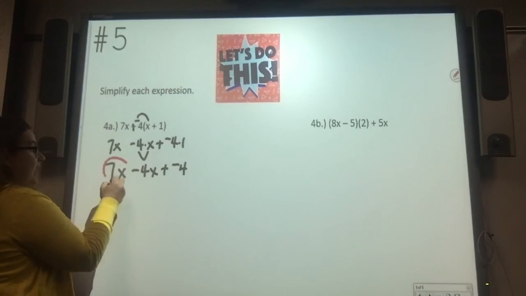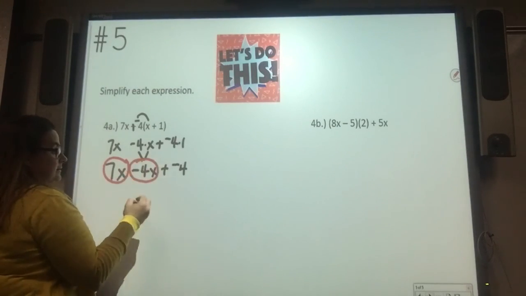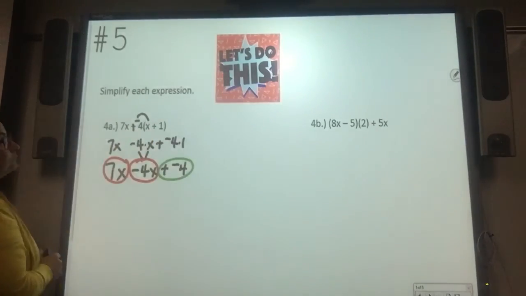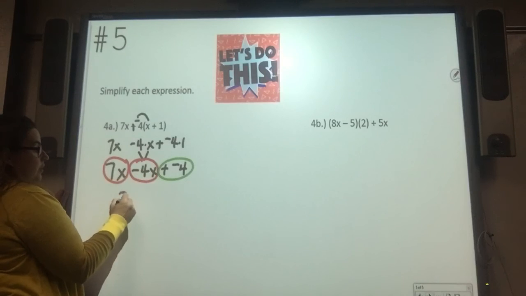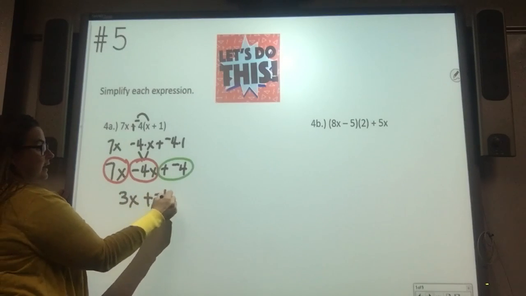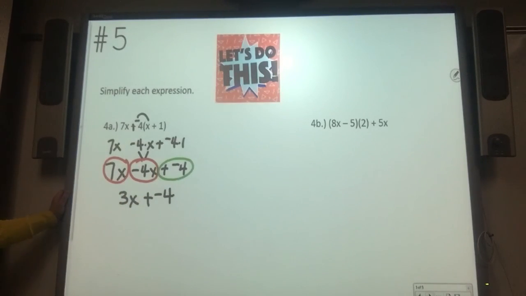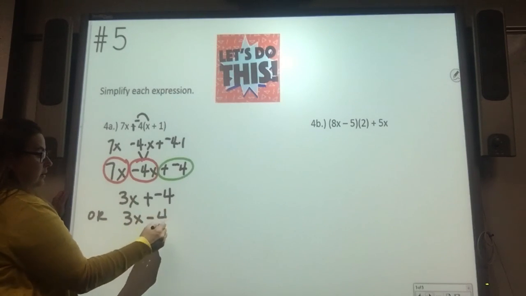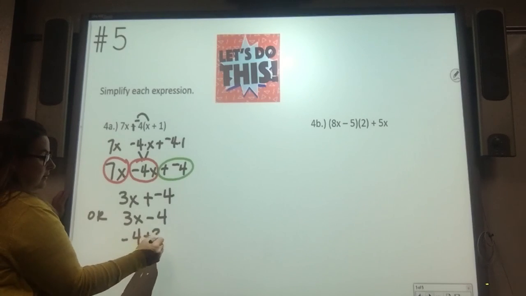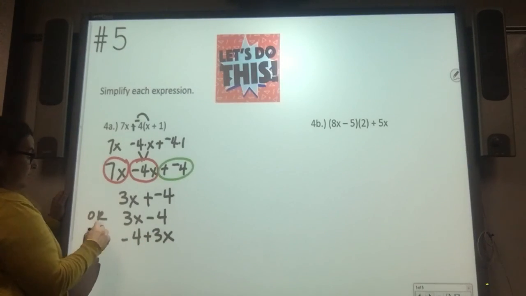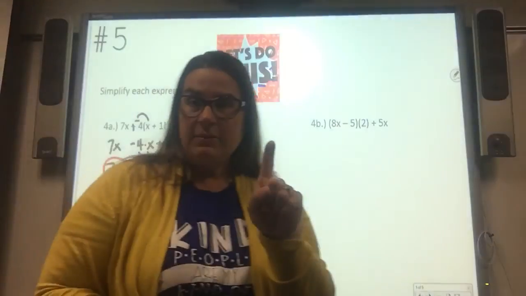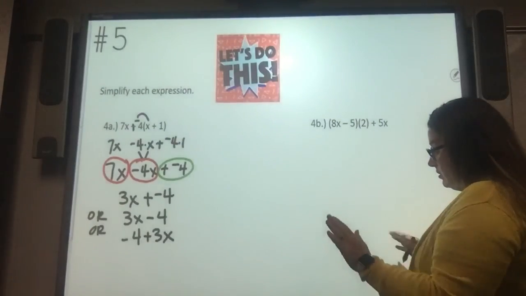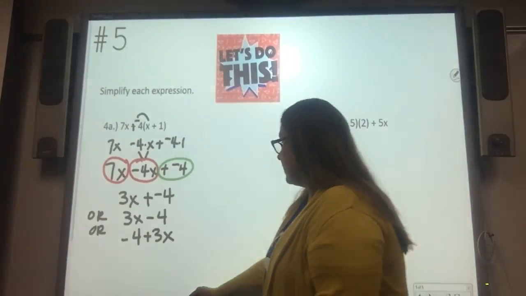Like terms. x and x and the negative 4. 7 minus 4 is 3x plus negative 4. And again, you can write it a couple different ways. It's good to get in this habit so you can recognize all the different possible answers. Again, only one needs to be included on your assessment. I'm going to go back and double check them. So, just letting you see the different ways you can write it.